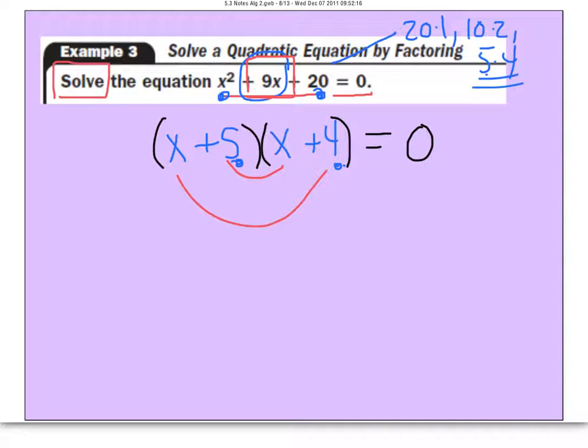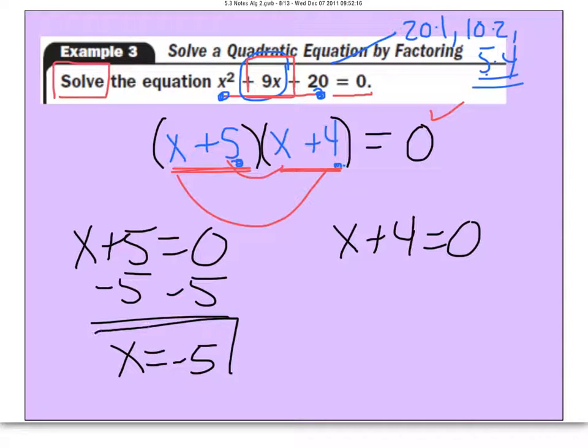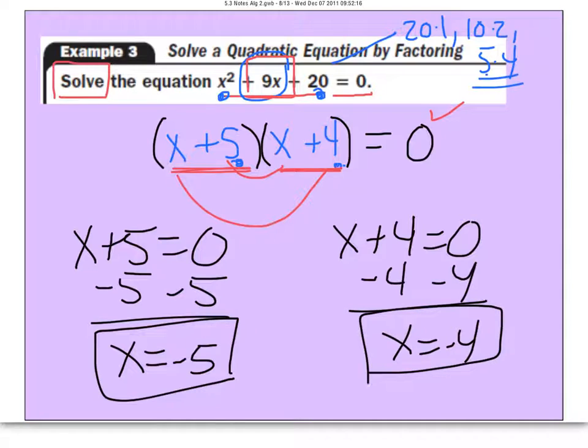Now that's factored. But to solve, all you have to do now is take each factor and set it equal to 0. So you do x plus 5 equals 0, and x plus 4 equals 0. To get x by itself, minus 5. So x is negative 5. For this one, x by itself, minus 4. So x is negative 4. What that means is if I take this x value of negative 5 and put negative 5 in for that x, and negative 5 in for that x, if I simplify this entire side, it will total and equal the number 0. That's why it's called solved, and it equals 0.